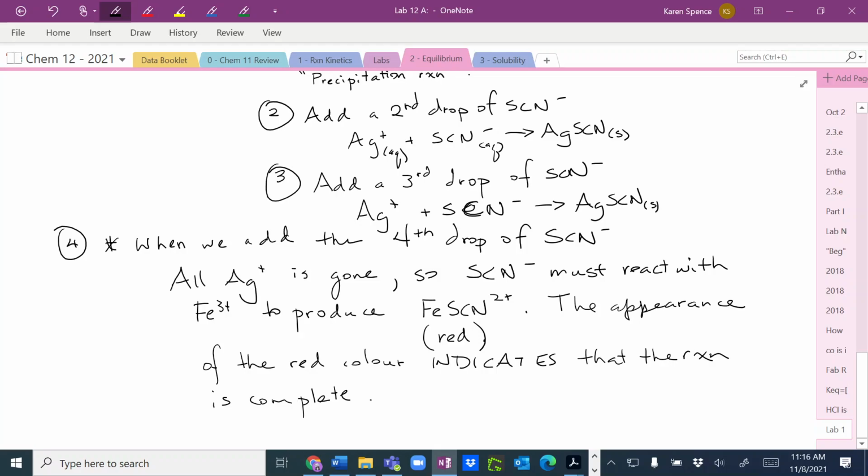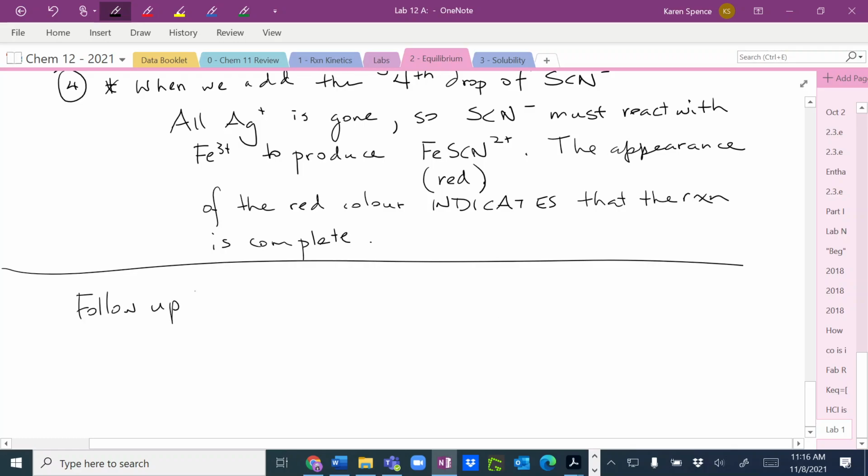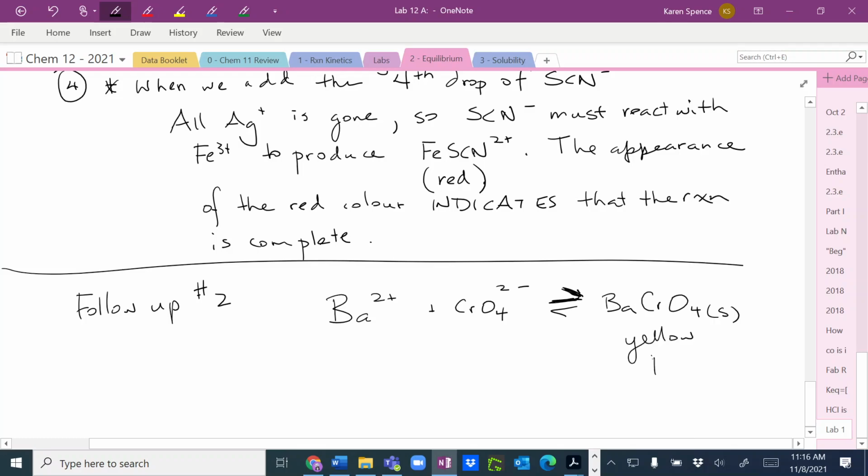It is a precipitate. Yes, it is. And if you go look on page 167 in your lab book, you will see that we have this particular reaction, Ba2+ plus CrO4 2- in equilibrium with BaCrO4 solid, and that is a yellow precipitate. PPT is the abbreviation for precipitate.